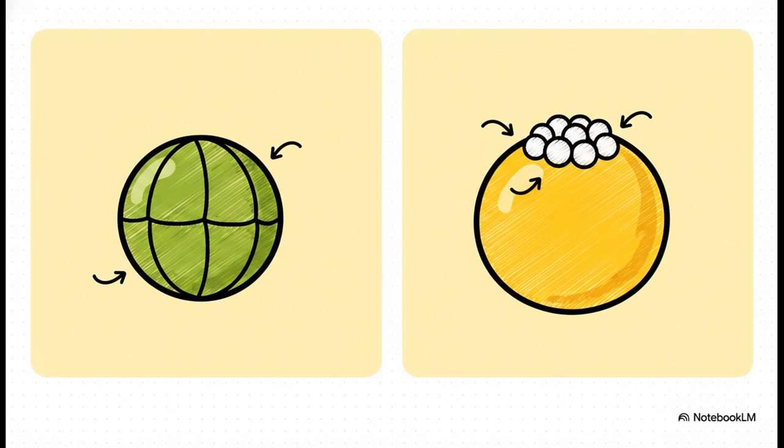But contrast that with meroblastic, or partial cleavage in chicks. A chick egg has such a massive, dense volume of yolk that the cleavage furrows can't pass through it at all, so division is restricted entirely to this tiny whitish layer sitting right on top of the yolk.